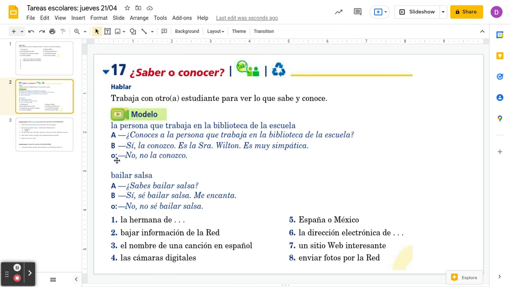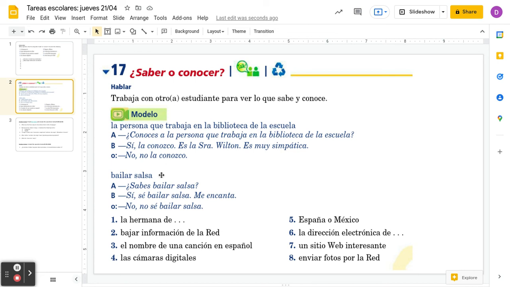So first things first, you'll ask the question that you just created on the previous slide. An example here is, ¿Conoces a la persona que trabaja en la biblioteca de la escuela? And the response, sí, la conozco. Ella es la señora Wilton. Es muy simpática. Or, no, no la conozco. I don't know her. All right? So either I know her or I don't know her. Okay? So the answer should be in the yo form.